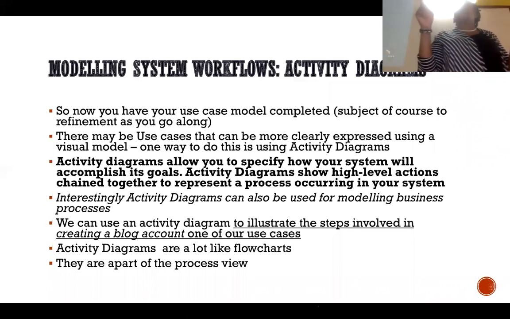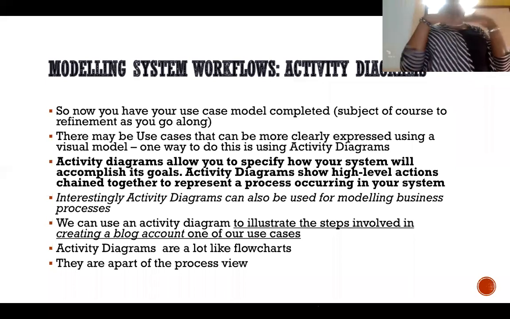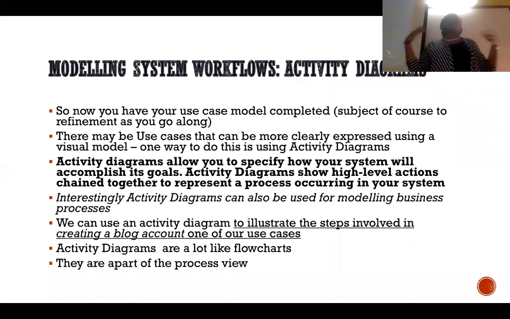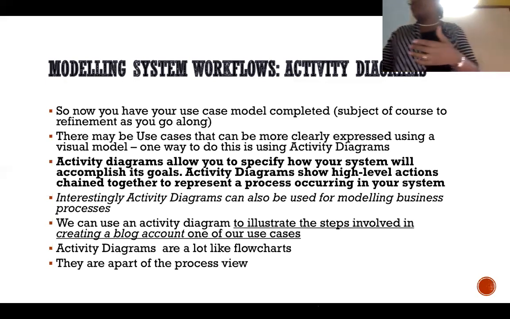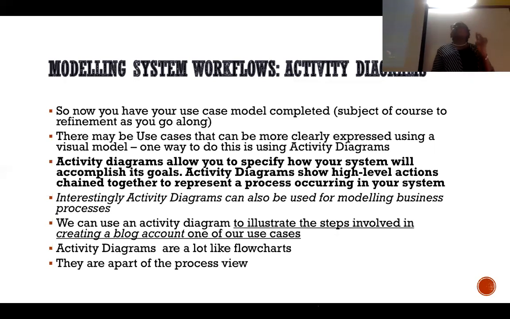Object diagrams and class diagrams are structural diagrams, and they show us in a static sense how these different entities are related to each other. But in terms of interactions during runtime, we use sequence diagrams or communication diagrams, and you'll see that soon enough. As I told you, interestingly, activity diagrams can also be used for business process modeling.